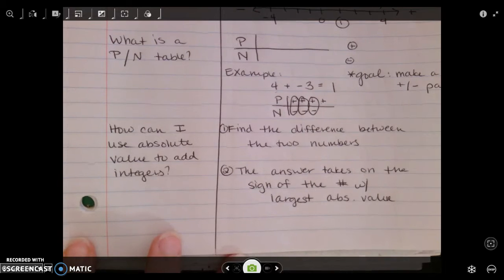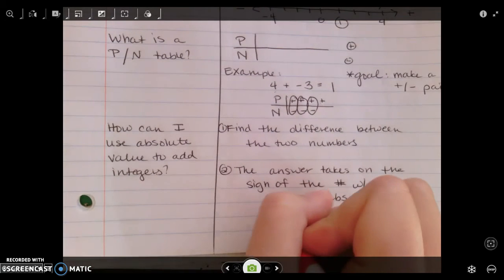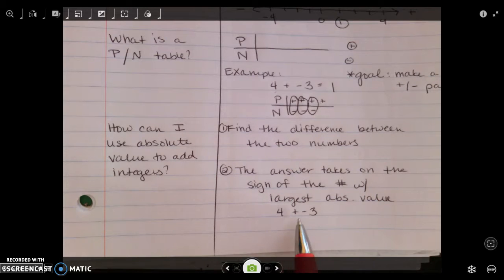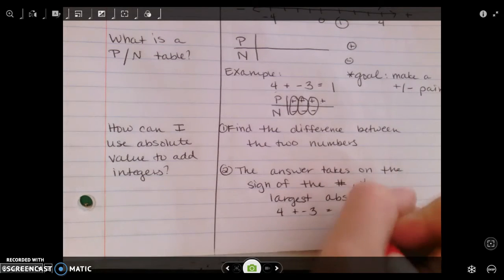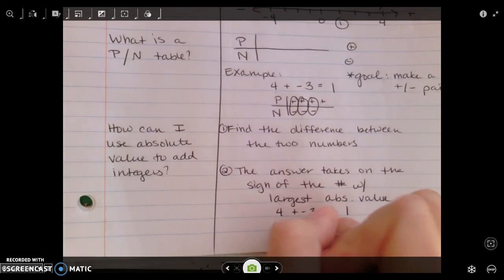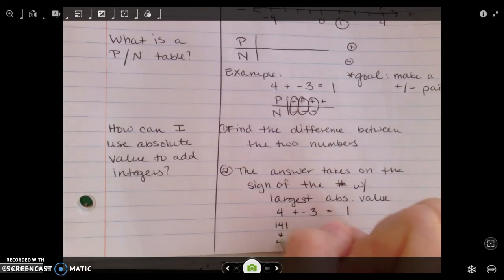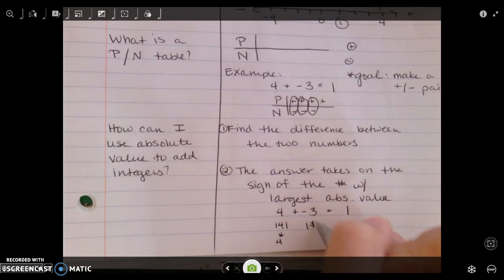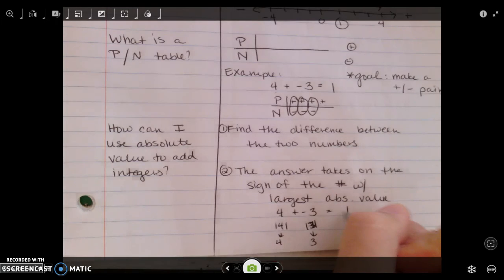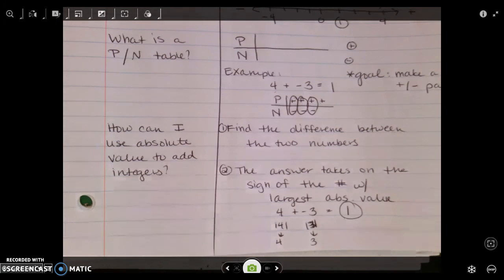So again, if we look at our 4 plus our negative 3, first I want to find the difference between them. So I'm going to pretend they have no signs. What's the difference between 4 and 3? Your answer is 1. And which number has a larger absolute value? Well, the absolute value of 4 is 4, and the absolute value of negative 3 is 3. So which one has a larger absolute value? It's 4, so it stays as a positive 1. So those are 3 different strategies that you can use for adding integers.